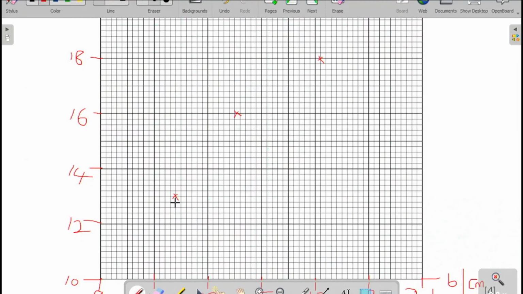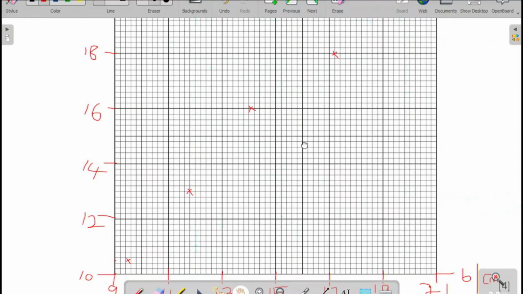And the next one is 10.5, 9.5. 10.5 should be around here. This is 10, 1, 2, 3, it should be here. 10.5 and then 9.5. 9.5 should be here. 1, 2, 3. So 10.5, 9.5. That's all. So we have our points.